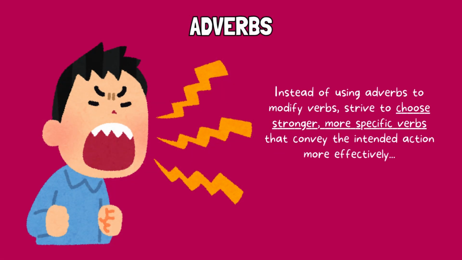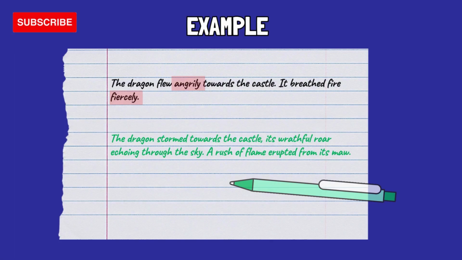Adverbs often serve as a crutch for weak verbs, leading to less vivid and compelling prose. Instead of using adverbs to modify verbs, strive to choose stronger, more specific verbs that convey the intended action more effectively. For instance, run quickly can be replaced with sprint, providing a clearer and more powerful image. While adverbs have their place, overuse can dilute the writing's impact, so they should be used sparingly and thoughtfully. Take a look at this example. While the original sentences are grammatically correct, the use of angrily and fiercely doesn't fully capture the intensity of the scene.